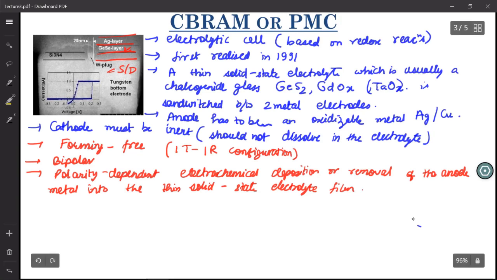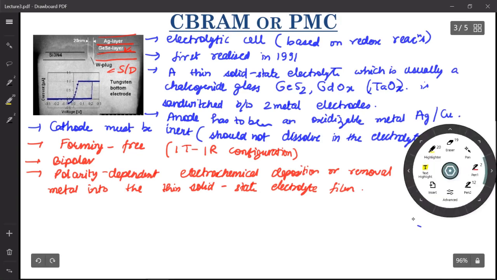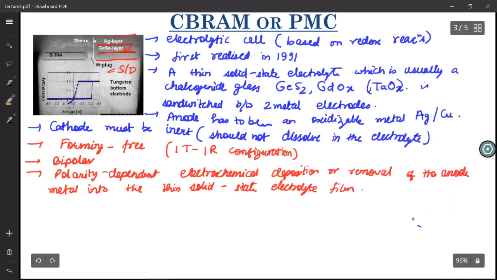So what happens here? If you look at its IV characteristics, you'll find that you start with a very high resistance state, then suddenly you reach a threshold voltage. Mind you, this threshold voltage is way smaller compared to the RRAM threshold voltage. It's only 0.2 volts, and then there is a sudden reduction in resistance, or a sudden increase in conductance. Here also we have to use a current compliance so that the device doesn't burn.